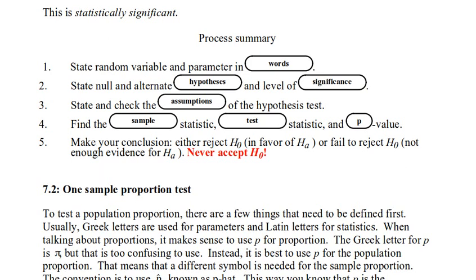Then in the fifth and sixth step, we make our conclusion and interpretation. When we make our conclusion, we either reject the null hypothesis in favor of the alternative, or we fail to reject the null hypothesis, in which case we say there's not enough evidence to support the alternative hypothesis. We never accept the null hypothesis. Remember, our test was designed to make claims about the alternative hypothesis. And that ends 7.1, our first and tremendously important introduction to hypothesis testing.